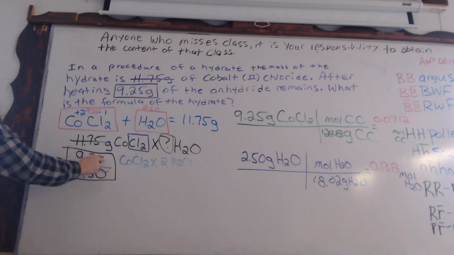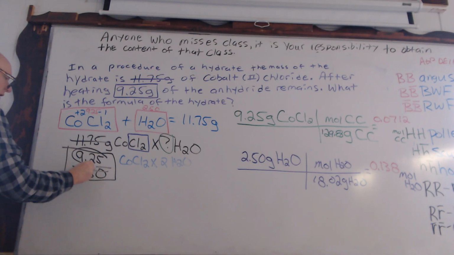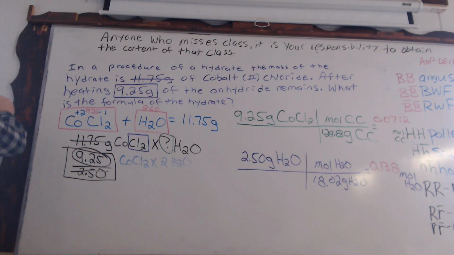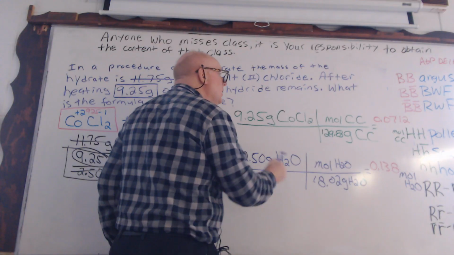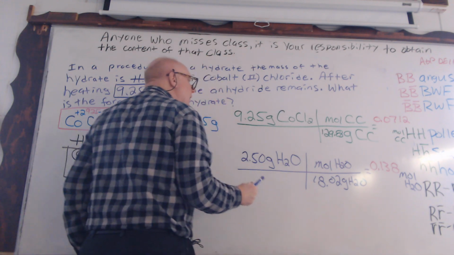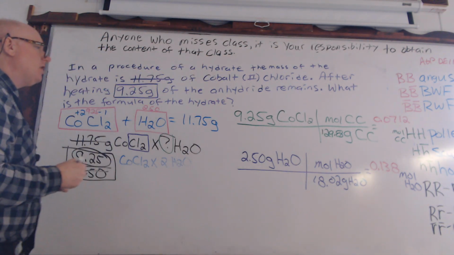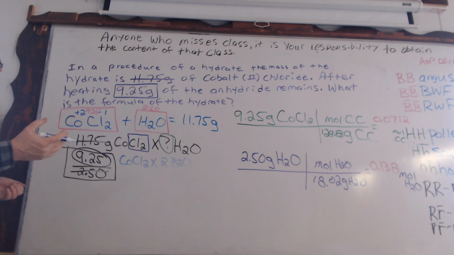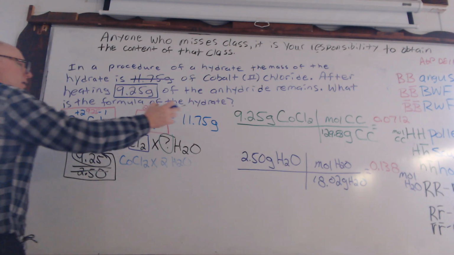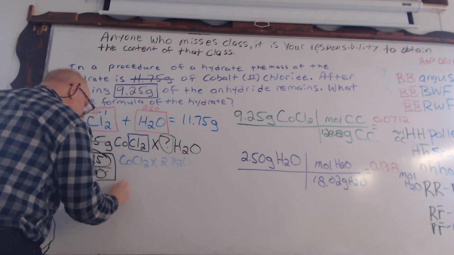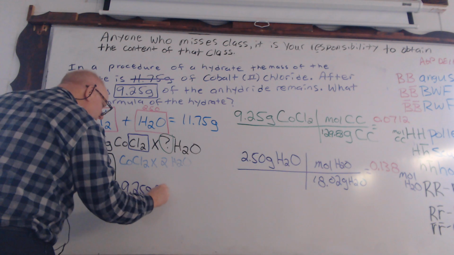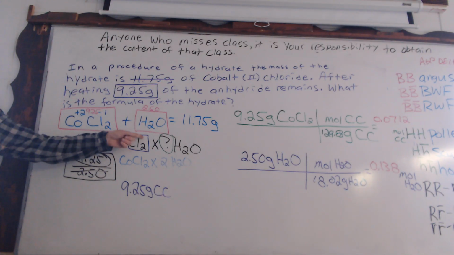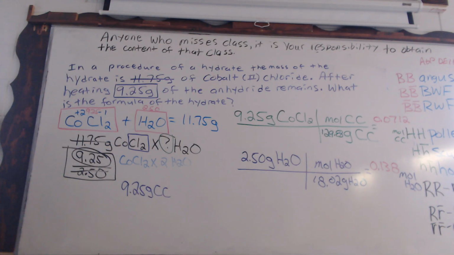So 9.25, that's the one we want. If we have 9.25 grams of cobalt II chloride, what's the percent composition of that? There are parts of this we really don't have to reinvent the wheel here, which means we're not starting over on our problem. This number's still the same. We're finding the percent of chlorine. Correct. Okay?